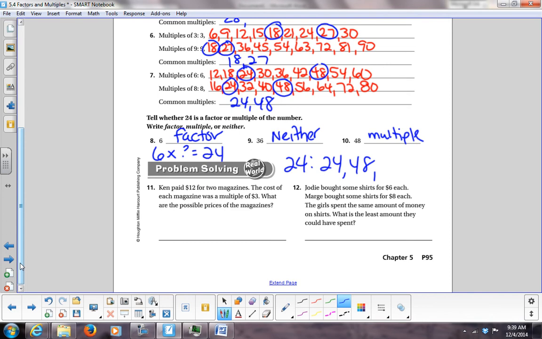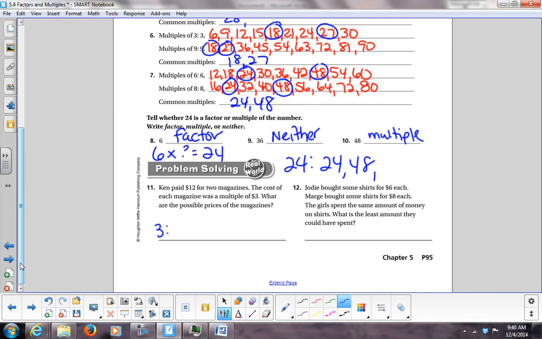Ken paid $12 for 2 magazines. The cost of each magazine was a multiple of 3. What are the possible prices of the magazine? Okay, so they paid $12 for 2 magazines. The cost of each magazine was a multiple of 3. What are the possible prices of the magazine?